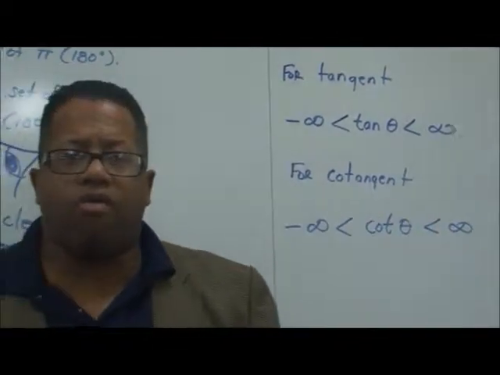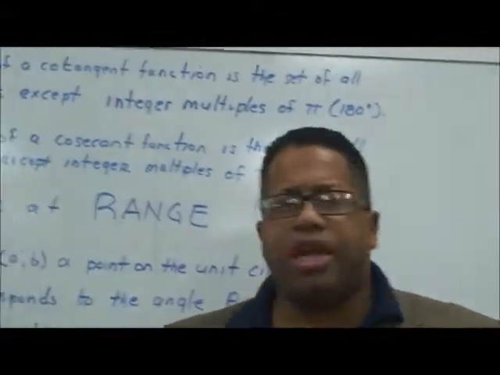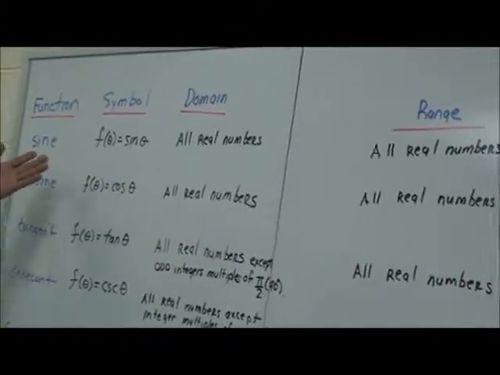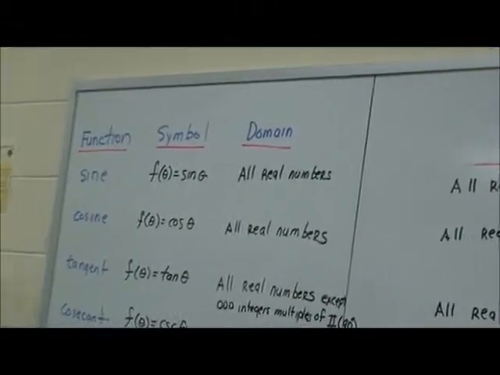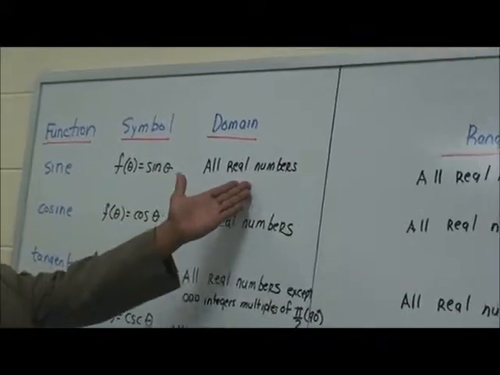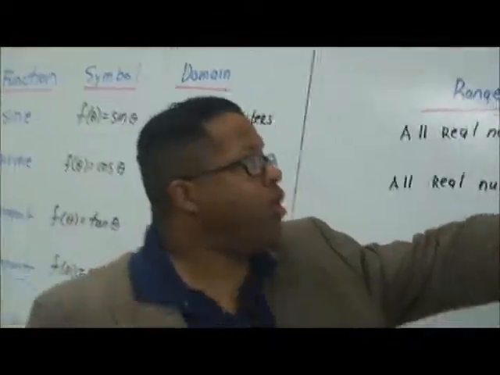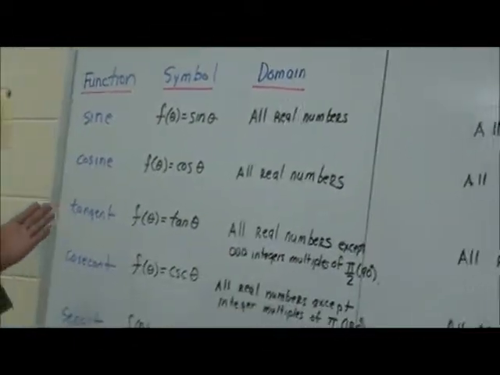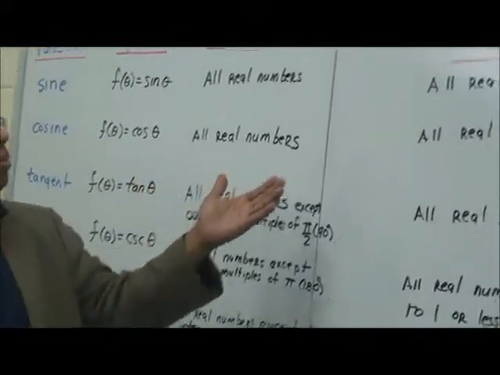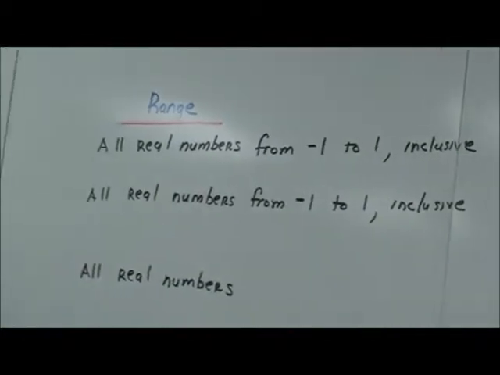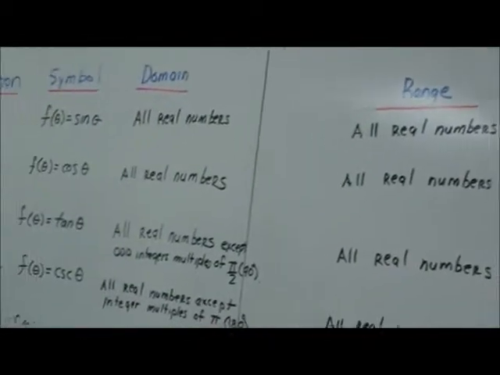Now, let me show you a chart, which basically summarizes everything here a little bit easier. So let's look at this, and just look at the chart, and you can read this; it is pretty much self-explanatory. For sine, and this is the symbol, f of theta is equal to sine theta. Domain will be all real numbers, and here the range is all real numbers from -1 to 1, inclusive, right? For cosine, the domain is all real numbers, and the range is from -1 to 1. It's also inclusive.